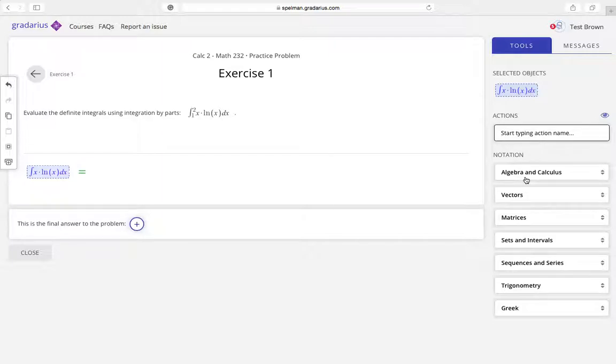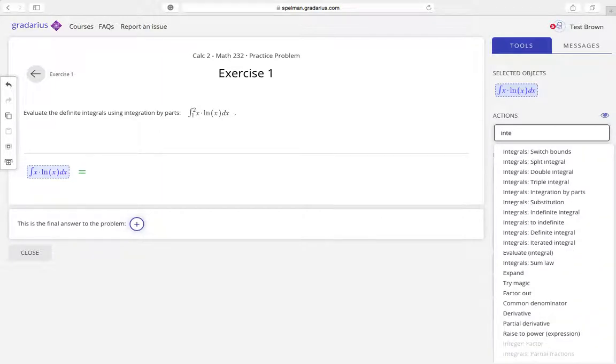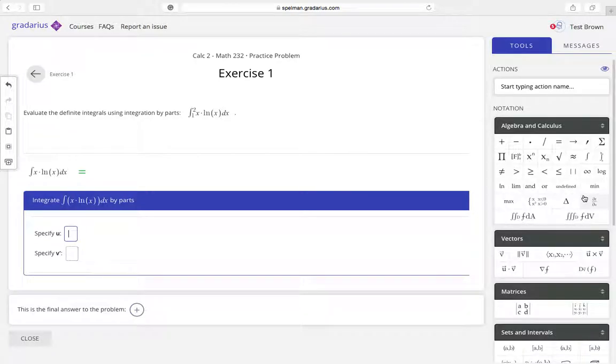So we want to do integration by parts. So integration, and then you look down, we have integration by parts. So here, this is sort of what they call a subproblem. And so keep in mind, this is only finding the antiderivative. So we're going to have to go back to solve our original problem. But this is just finding the antiderivative, okay, by integration by parts.